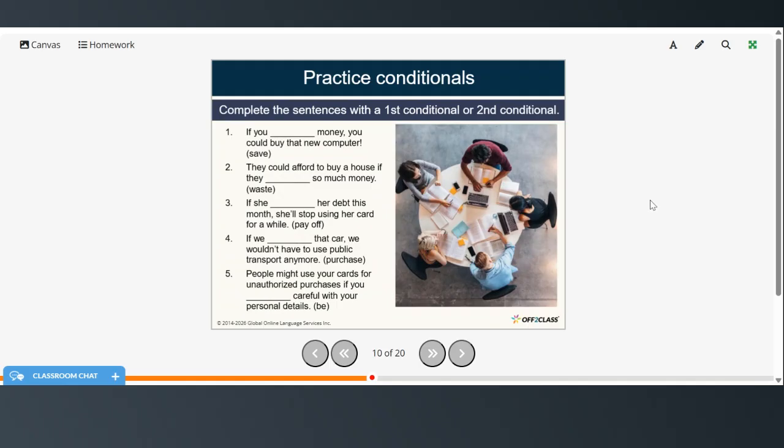Alright, so we're going to practice conditionals. Complete the sentences with either a first or a second conditional. You can pause the video, try this on your own, and then restart when you're ready to check your answers.